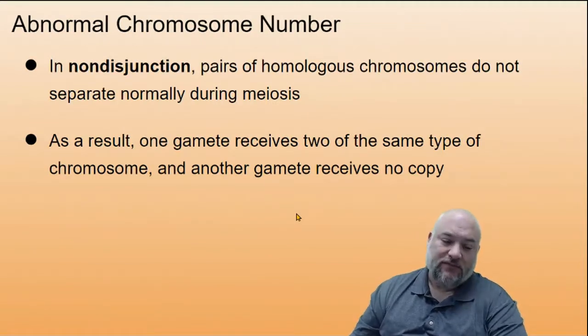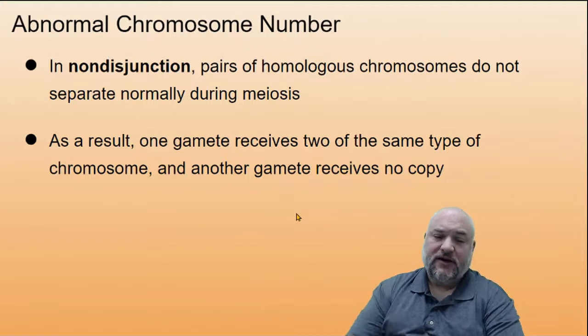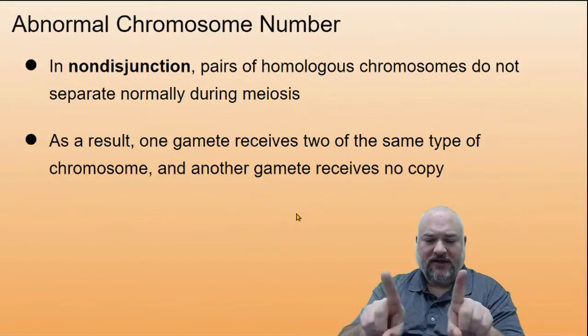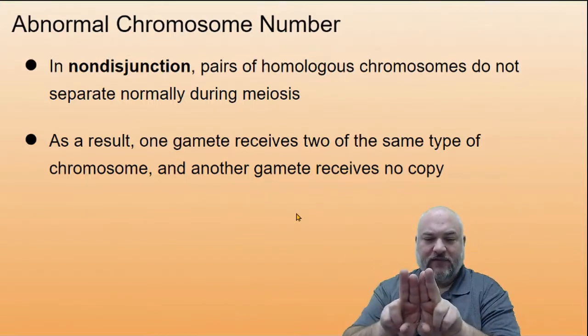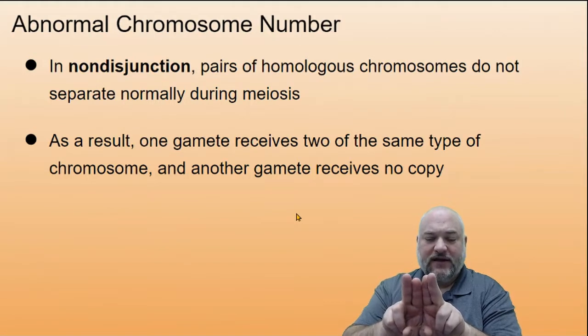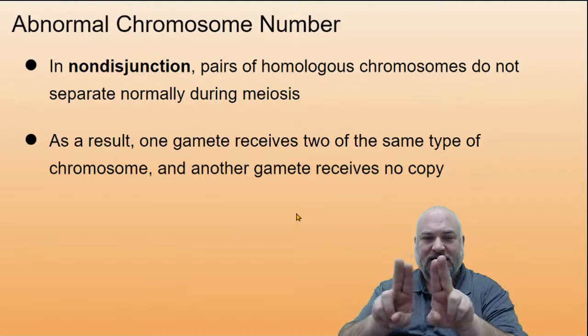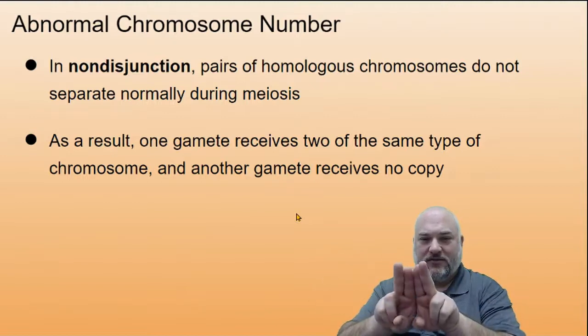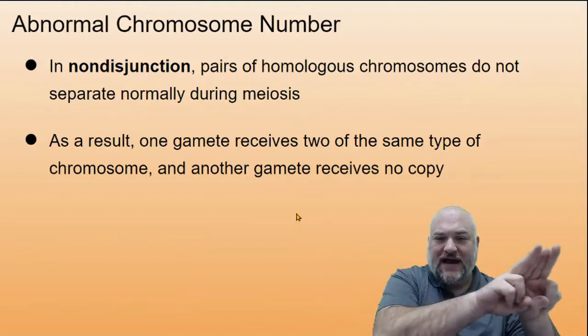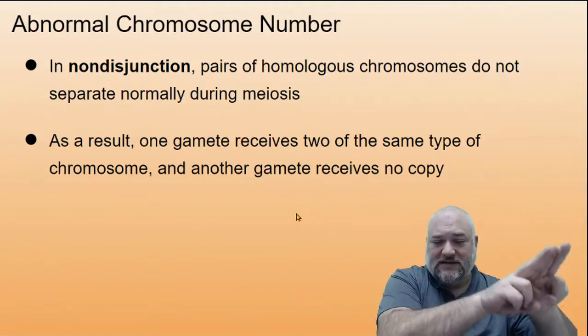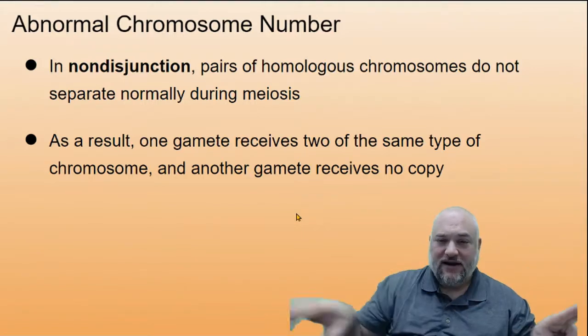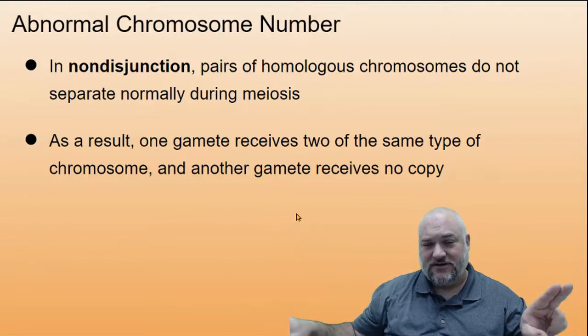Abnormal chromosome number. In non-disjunction, pairs of homologous chromosomes, which normally come together during meiosis prophase 1 and then get split, instead both go to one side. So one set is going to have an extra pair, and the other set going through meiosis is going to have none of that particular chromosome.